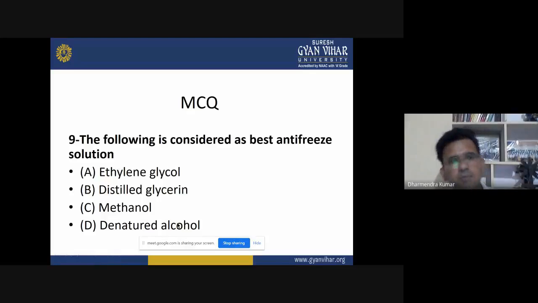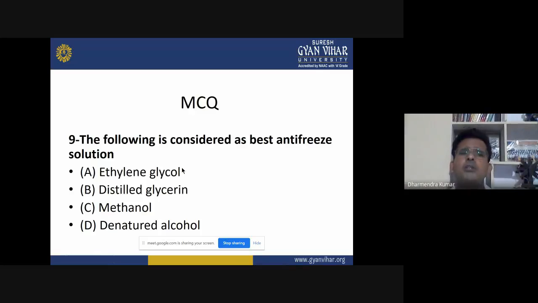Now the ninth MCQ is: the following is considered as the best antifreeze solution. When we were talking in a previous slide about antifreeze solution or coolant, the first antifreeze solution, the first coolant we read about, was ethylene glycol. You can see that in the previous slide I have already discussed ethylene glycol, which is the best considerable antifreeze solution for use in the water cooling system.